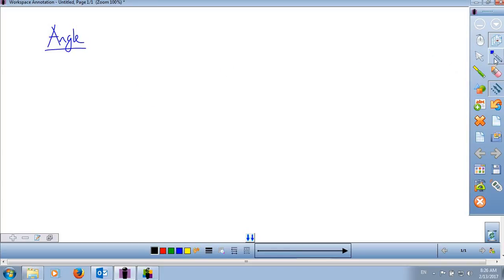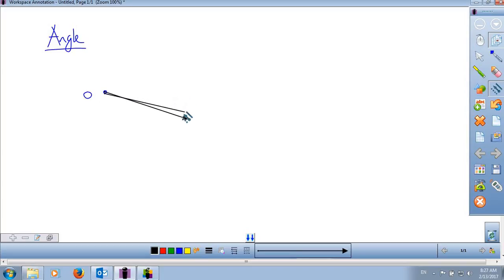To have an angle, let's start with a certain point here, point O. There's a certain line segment coming off of it. The one I just drew is a ray. A ray starts at one endpoint but continues on indefinitely. So this could be either a line segment or a ray, it doesn't matter.